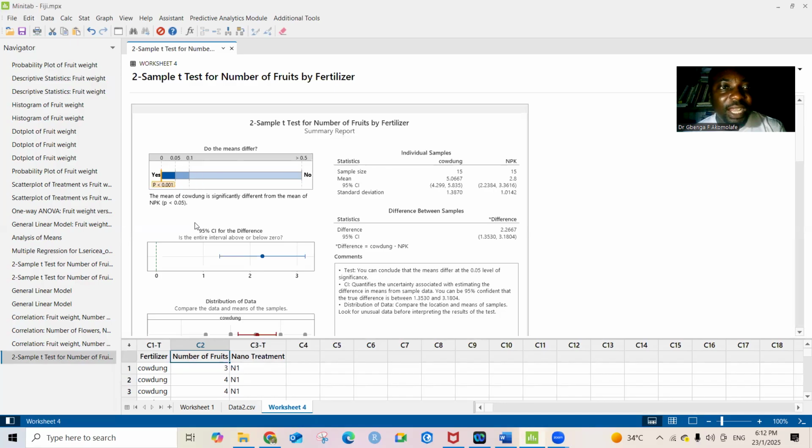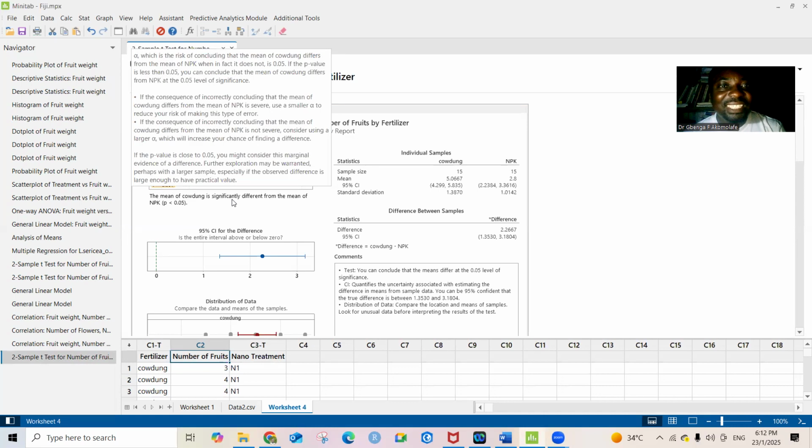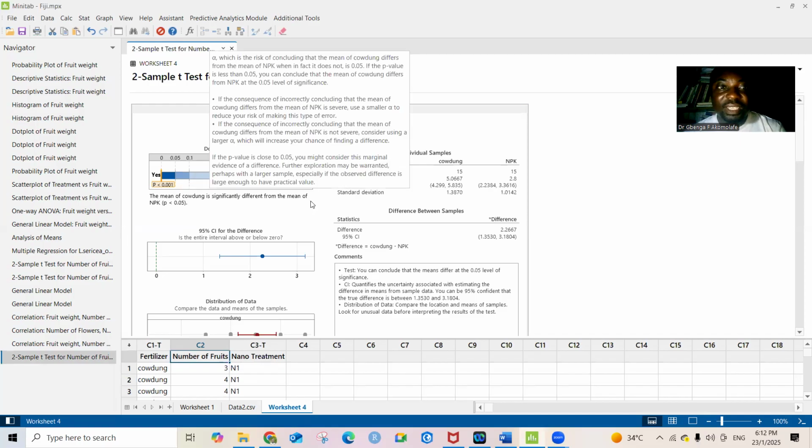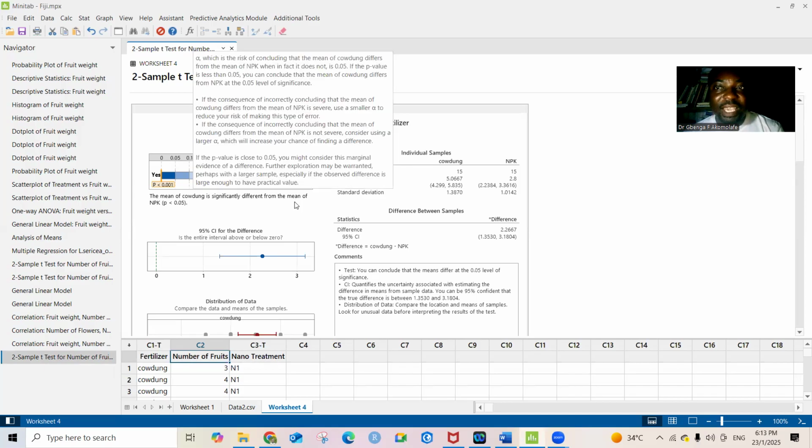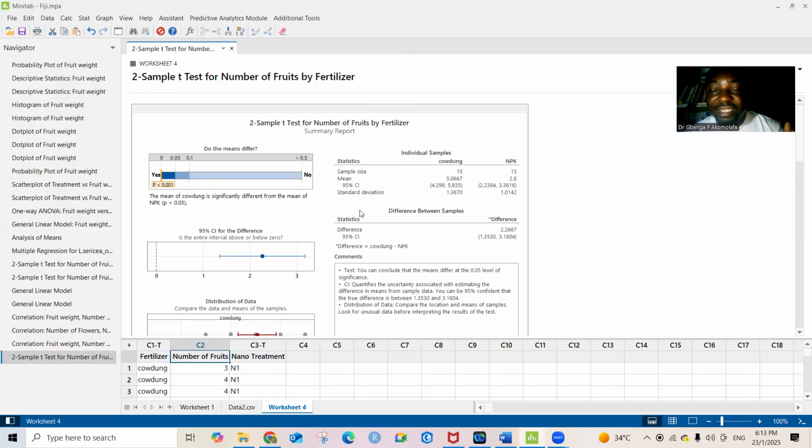In this, you will see the two sample t-test for number of fruits by fertilizer. The t-test tells us that the mean of cow dung is significantly different from the mean of NPK, because the p-value, which is the probability level, is less than 0.05. You can see the probability level somewhere here, which is less than 0.05. So it means that the difference between NPK and cow dung is statistically significant. If you come to this right answer, you see the summary of the descriptive statistics. The sample size of cow dung is 15.